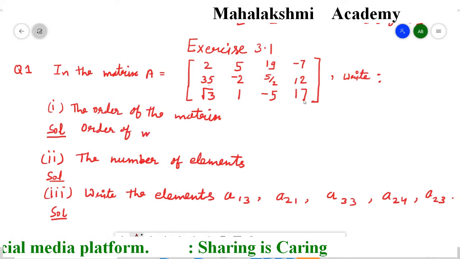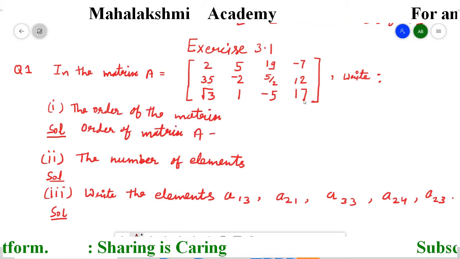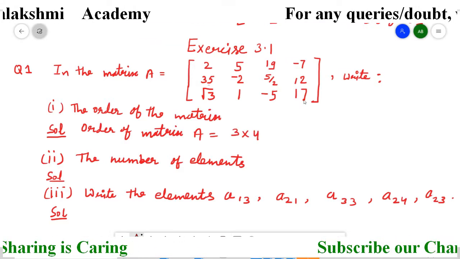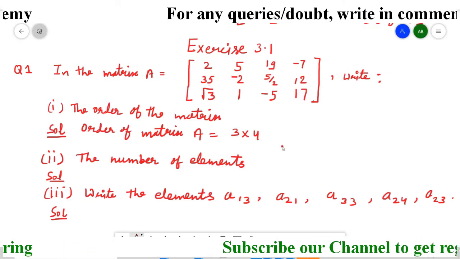Order of matrix A is equal to 3 by 4, because rows are 3 and columns are 4.